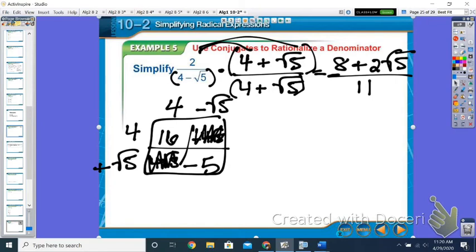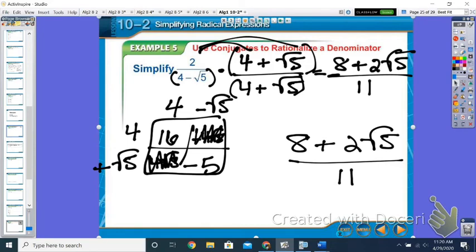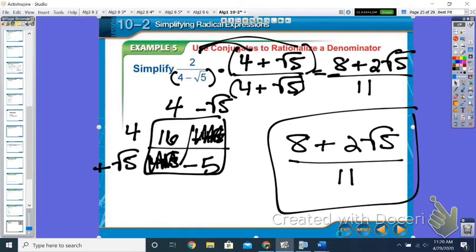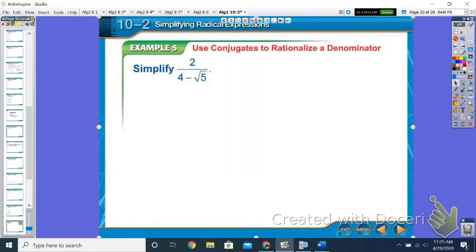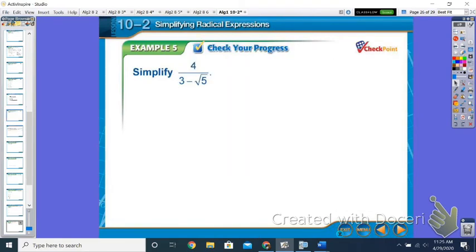The only thing I want to look at now, so I'm just going to write this a little bit bigger down here. The only thing you want to look at from here is, can these three numbers be divided by anything? In other words, is there any number that goes into 8, 2, and 11? And the answer in this case is no, because 11 and 2 are both prime. So in that case, this would be your final answer. 8 plus 2 root 5 over 11. A little bit sloppy with the work and all, but it's basically just going back to box method there. Okay, let's look at another one here.